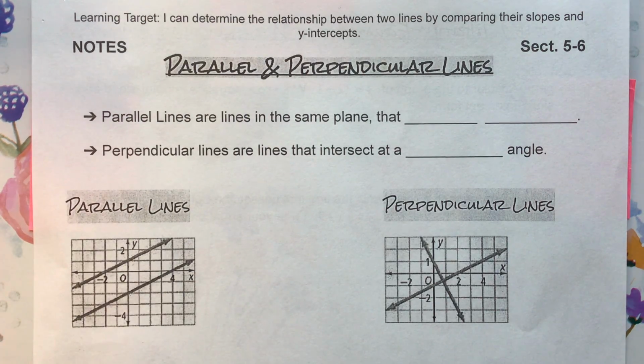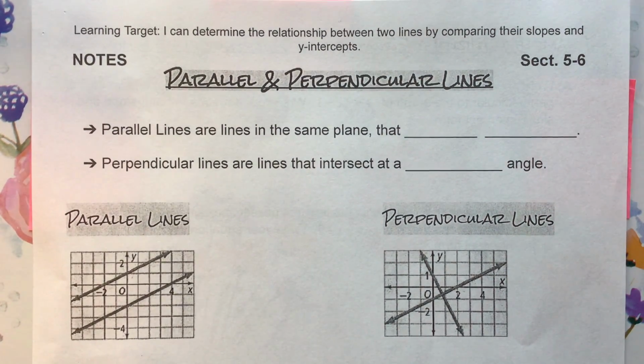Hello, young algebra students. We are now finishing up chapter 5. We are in section 5-6, and it's all about parallel and perpendicular lines. What I'd like for you to be able to do by the end of this video is to be able to determine the relationship between two lines by comparing their slopes and y-intercepts.